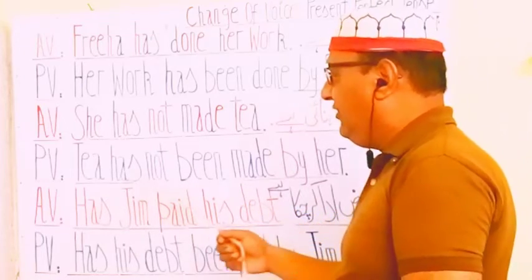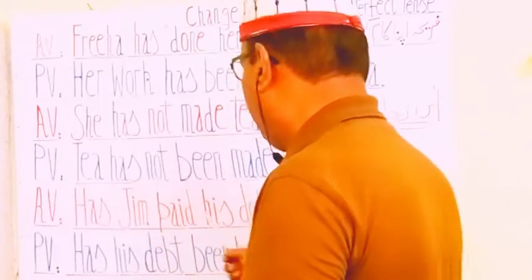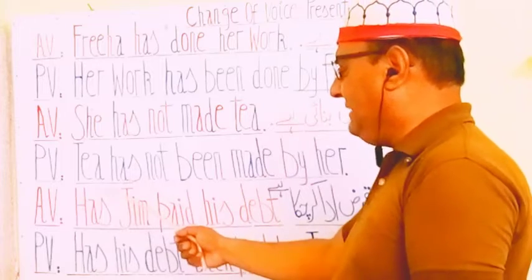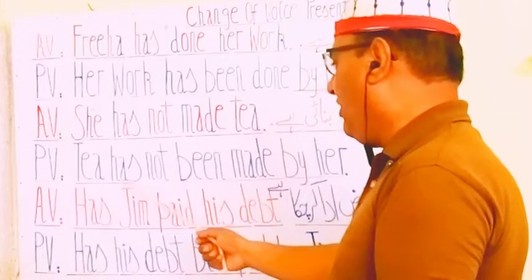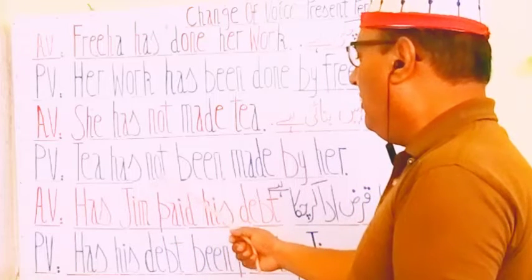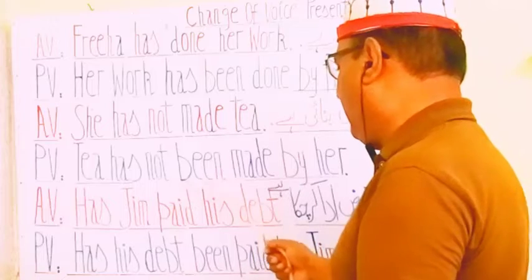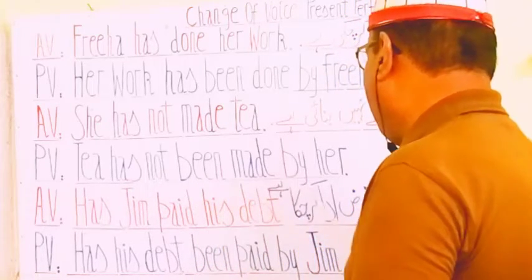Let's see it changes into passive. आइए passive voice में इसकी changes देखते हैं. Here see the passive voice. Now tea will stand here as a subject. Has is a helping verb. Tea has not been. Been is added in a passive to make it passive. Tea has not been made by her.